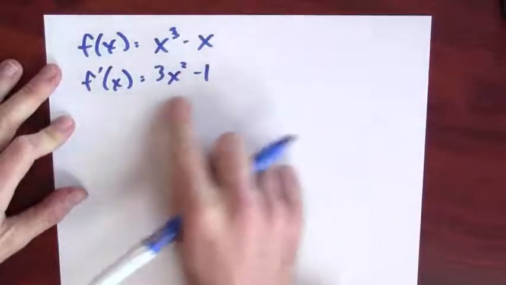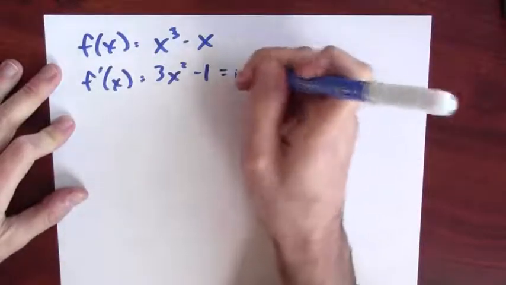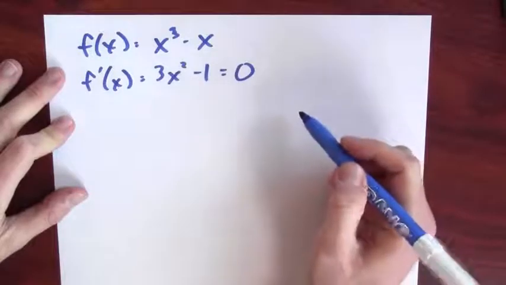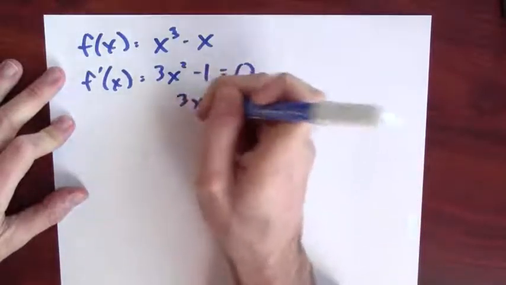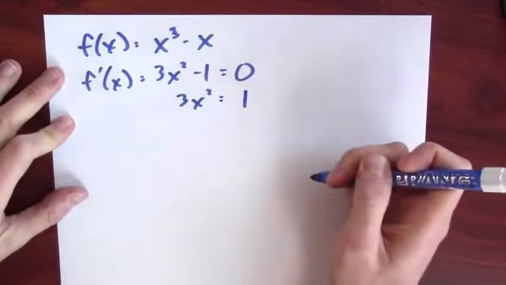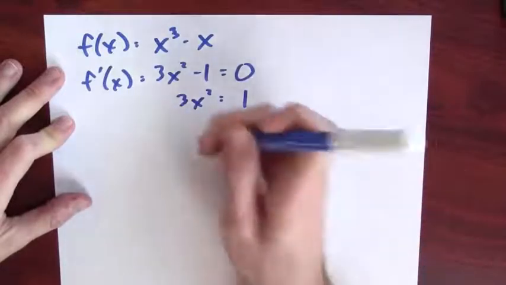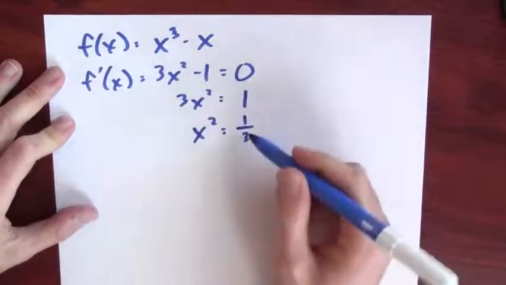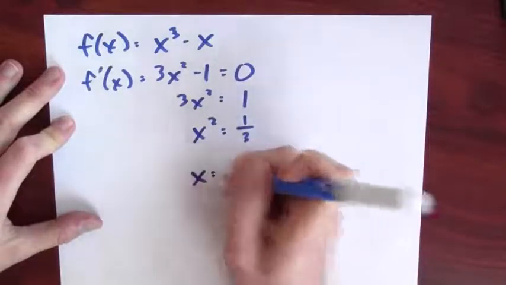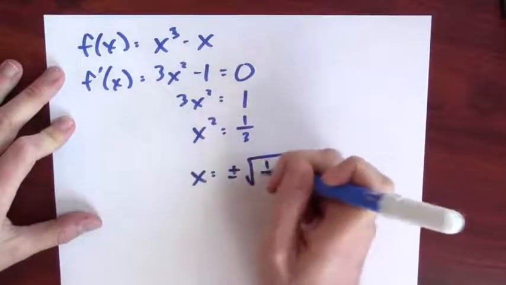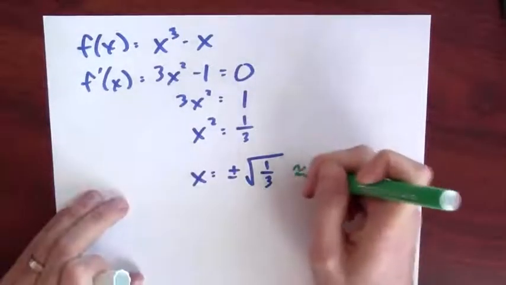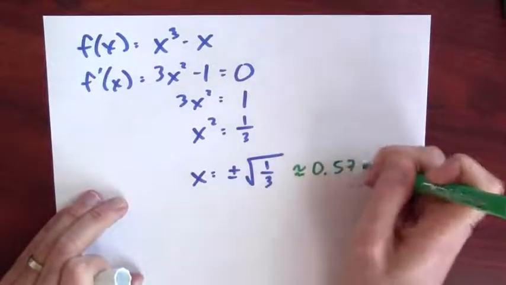So the only critical points are going to be where the derivative is equal to 0, right? I'm looking for solutions to 3x squared minus 1 equals 0. I'll add 1 to both sides. 3x squared equals 1, that's what I'm trying to solve. I'll divide both sides by 3. X squared equals 1/3, that's what I'm trying to solve. Take the square root of both sides. X is plus or minus the square root of 1/3, which is about 0.577.